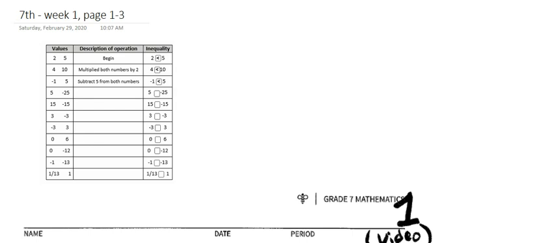This is in your packets, page 1, and actually, I'm going to make a second video going over a few problems from pages 2 and 3. Even though it doesn't say in the packet, I looked at the problems and I thought it'd be helpful.